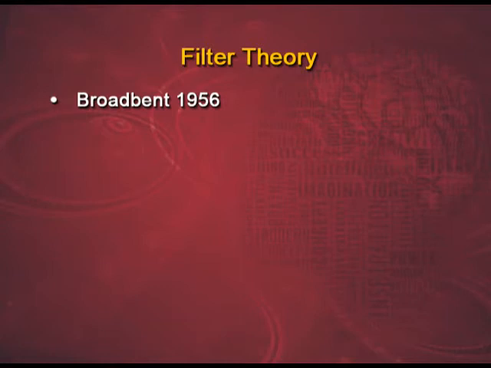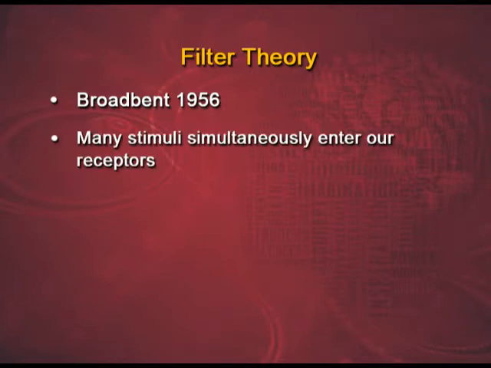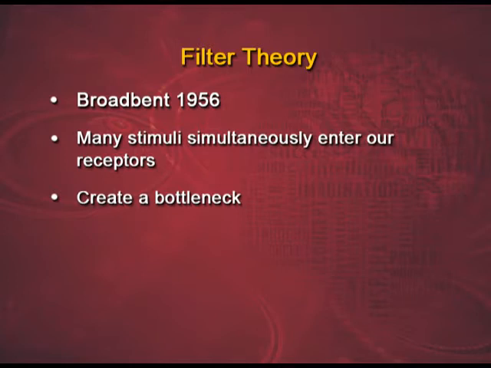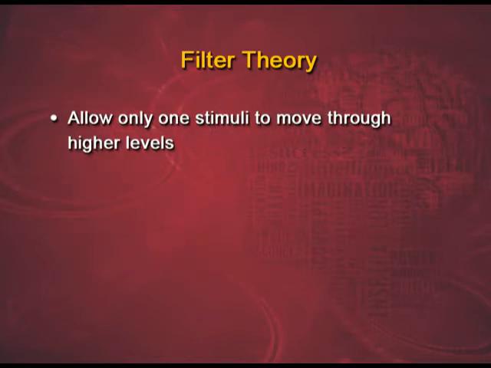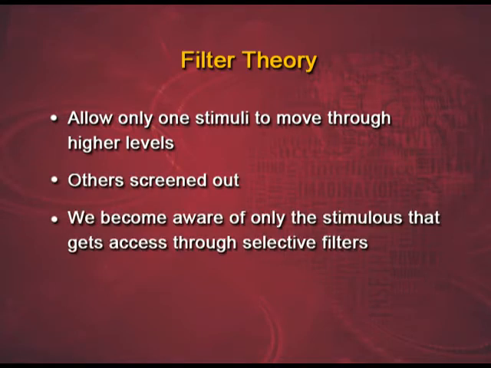This theory postulates that there are many stimuli simultaneously entering our reception. They create a bottleneck. They move through the short-term memory to enter selective filters. These selective filters allow only one stimulus to move through to the higher levels. The others are screened out, and hence we become aware of only this one stimulus which moves to the higher levels of the brain and are totally unaware of the other stimuli.